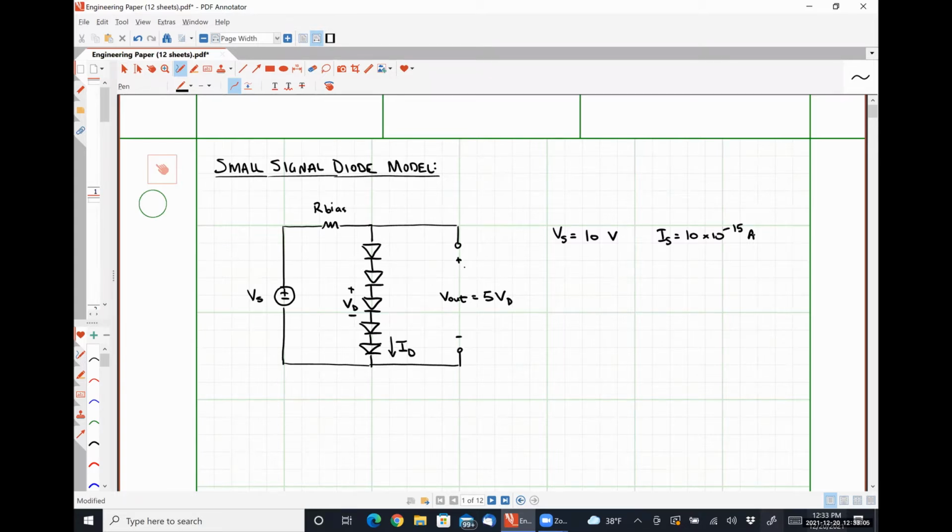Any thoughts? We did analysis of diode circuits last Wednesday, I believe. Anybody got any thoughts at all? No. Okay. Well, what if we applied Kirchhoff's current law at that node? Said that the current that's flowing in is equal to the current flowing out. That seemed like a reasonable thing to do.